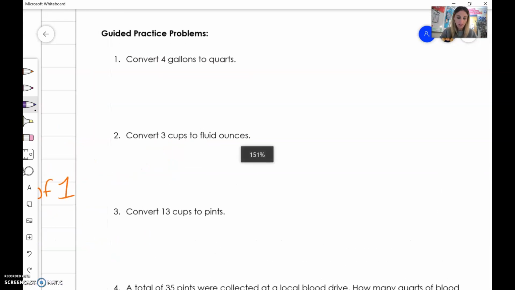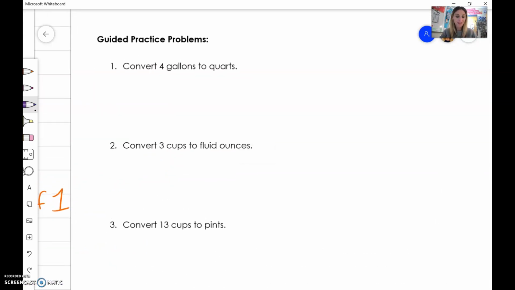So let's take a look at this one. We want to convert 4 gallons to quarts. So we want to convert 4 gallons, and therefore we want to know how many quarts are in a gallon. So remember that we're going to have our quarts up here and our gallons down here. Why?